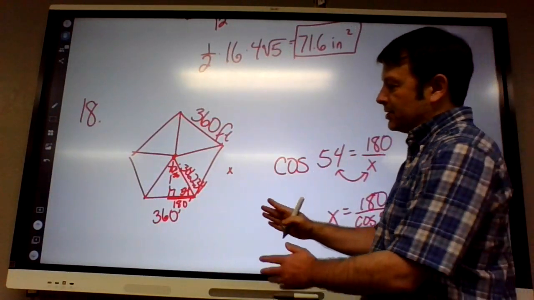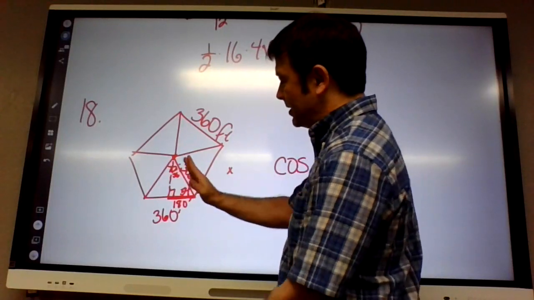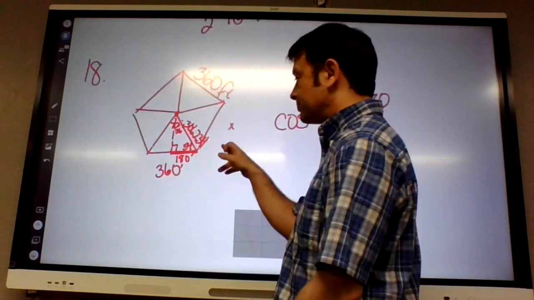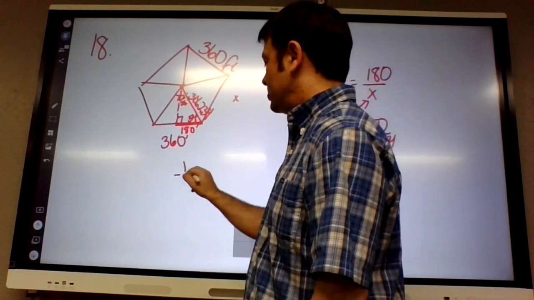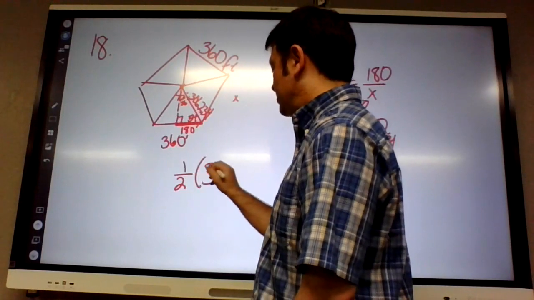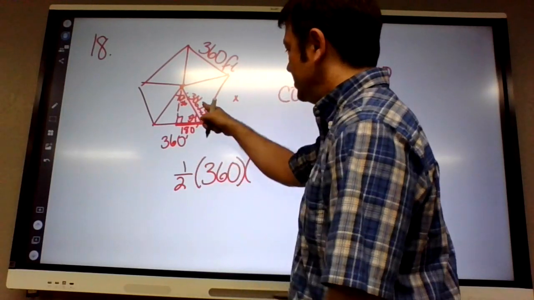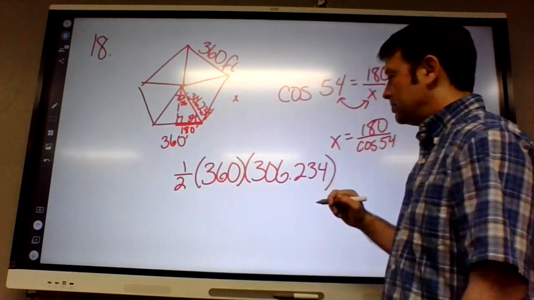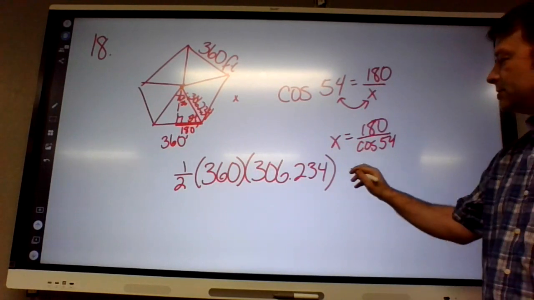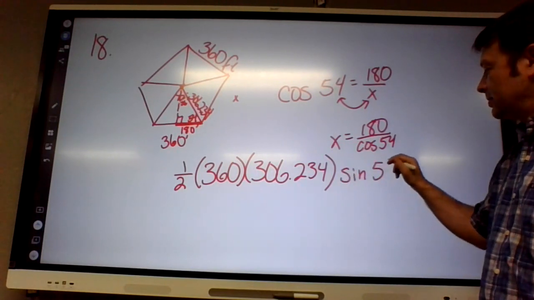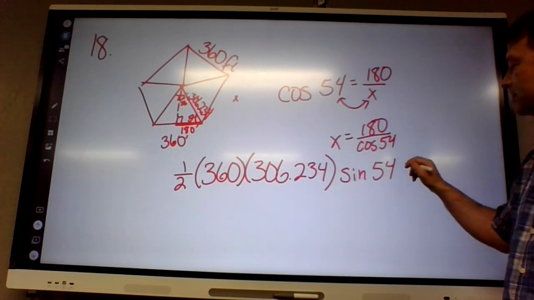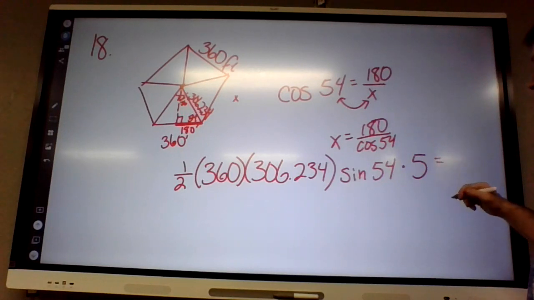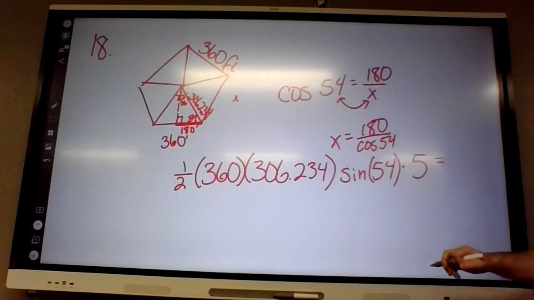So for one of these 5 triangles, we have a side and an angle, which is what we need for our formula, right? So remember the formula is 1/2 times side, which I'll do 360, times that messy side, 306.234, times sine of 54, then times 5. Yeah, let's just all do it at once. So if you do it like that, make sure you close your parentheses there.